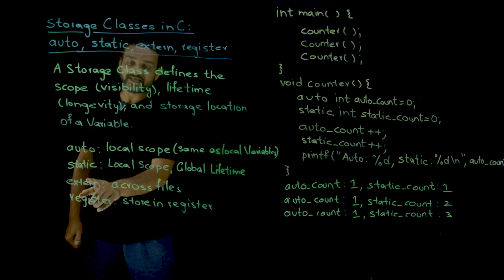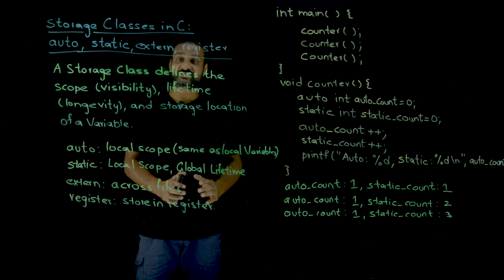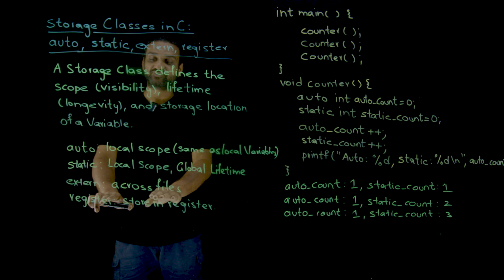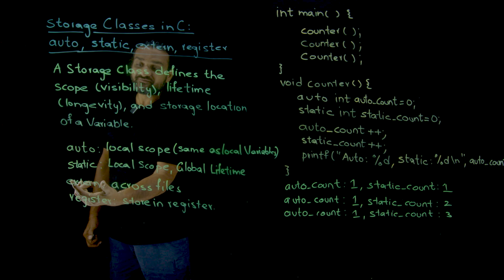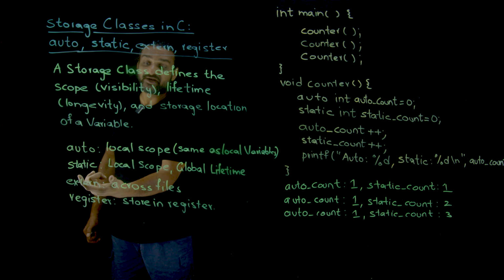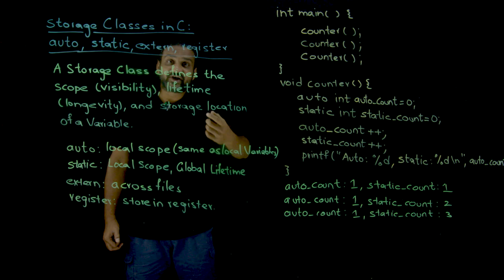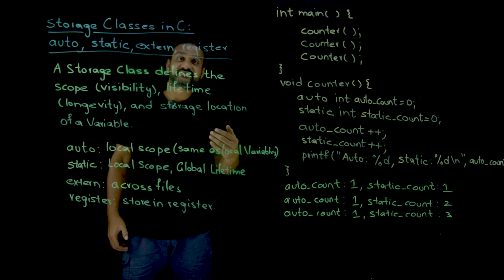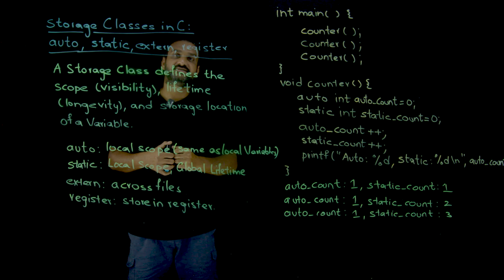And the next one is extern and register. These two are beyond the scope of this course. We will just understand now, and we are not going to discuss these two storage classes later in this class. We can define only global variables as extern, and by defining a global variable as extern, we can access that variable across the files.